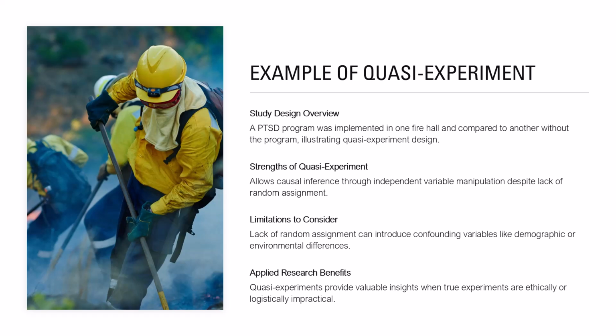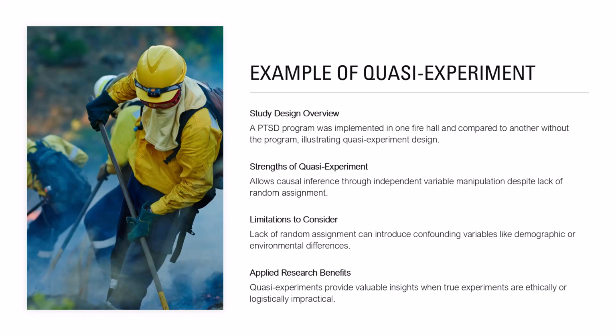An illustrative example of a quasi-experiment involves a study on PTSD among firefighters. The researcher implemented a PTSD awareness program at one fire hall and compared the results with another fire hall that did not receive the program. Although the researcher did not randomly assign firefighters to the halls, she ensured that the selection was not based on existing PTSD levels, avoiding directional bias. The study found lower PTSD levels in the treatment fire hall, suggesting the program's effectiveness.